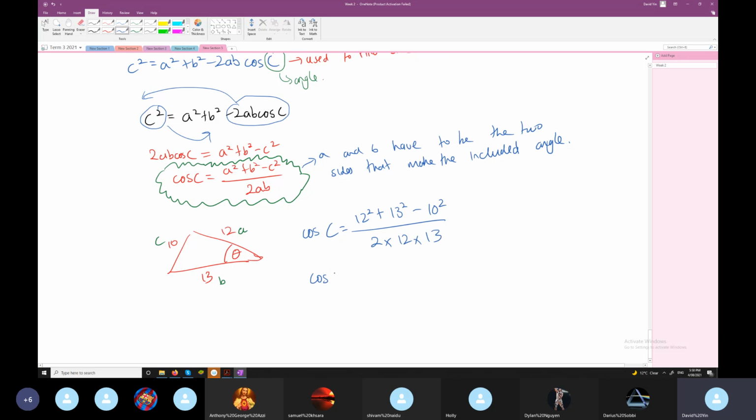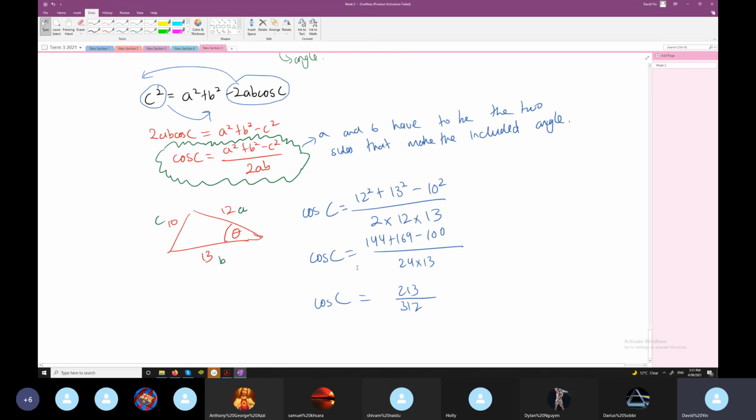And then all we have to do is plug that into our calculators. But I'm just going to write it like this only because it's easier for me. You can do that all in your calculator if you want. 24 times 13, I don't know what that is, but I'll just do that in my calculator. So 144 plus 169 minus 100 is 213. So that's 213 all over 24 times 13, which is 312. So we've got cos C equals that.